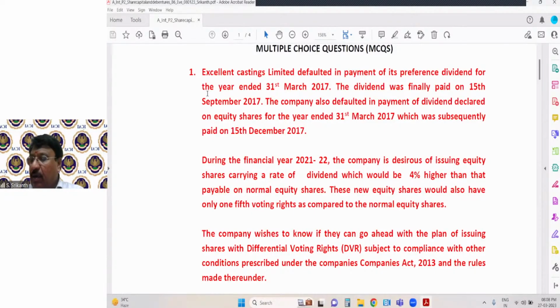During the financial year 21-22, the company is desirous of issuing equity shares carrying a rate of dividend which would be 4% higher than that payable on normal equity shares. That is, they want to issue equity shares with differential voting rights. These new equity shares would also have only 1/5 voting rights as compared to the normal equity shares. The company wishes to know if they can go ahead with the plan of issuing shares with DVR, subject to compliance with other conditions prescribed.